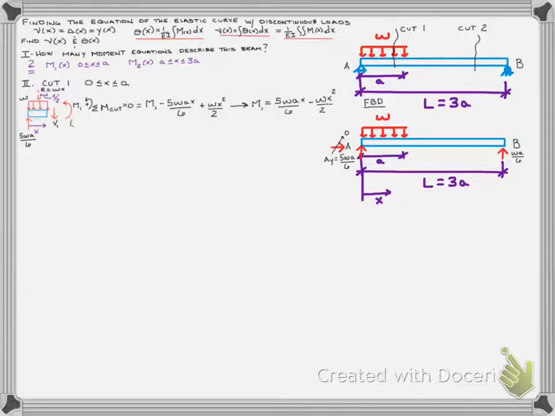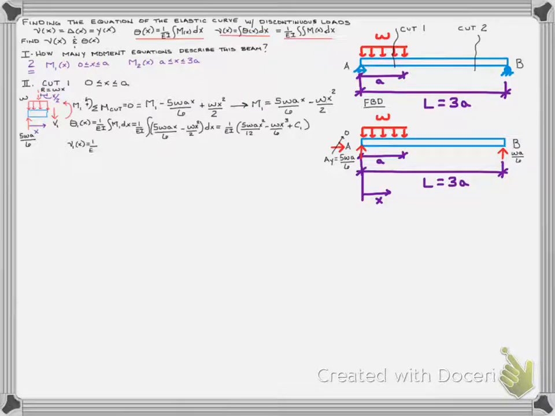We can rewrite and solve that equation for m1, and then we can integrate it. So our slope is just going to be 1 over EI times the integral of our moment expression. And so we would end up plugging in our moment expression. And when we integrate that, we just get out our 1 over EI times our 5wa x squared over 12 minus now wx cubed over 6 plus our constant of integration.